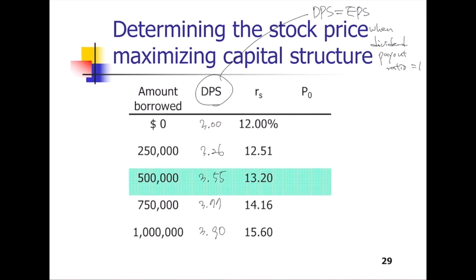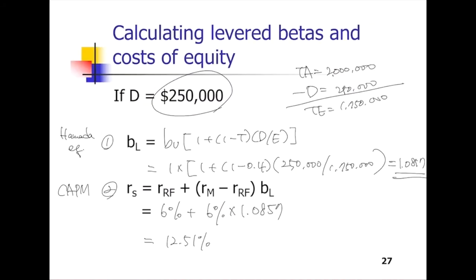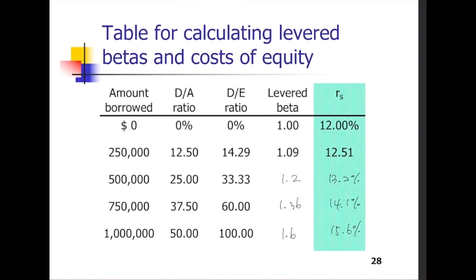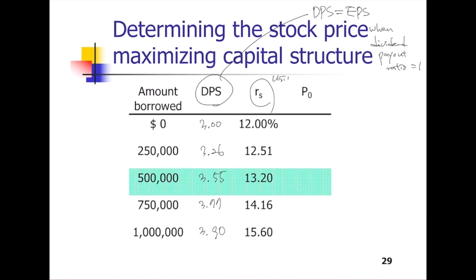Where does this RS come from? Do you remember? At the previous slide, we calculated it using the Hamada equation and CAPM, right? Hamada is one person's name. He is a Japanese American professor and researcher. He invented this equation, so we call it the Hamada equation. I'd like to tell you one more thing about the Hamada equation.